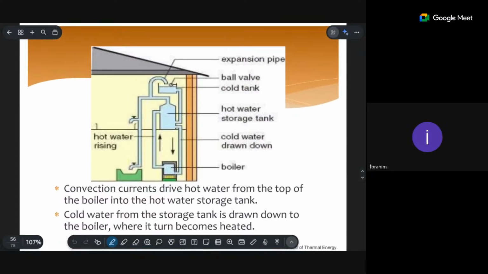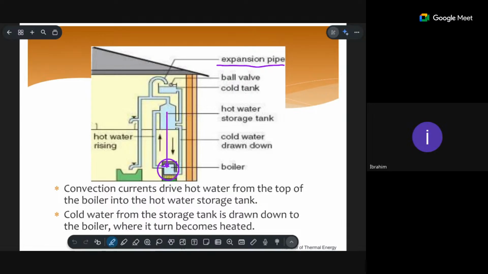Now here is an application area: what happens in water geysers, and this is a diagram of your water geyser. There is one tank of water, only one tank. Here the water is heated, and the hot water moves up through this tunnel, and it is stored here.